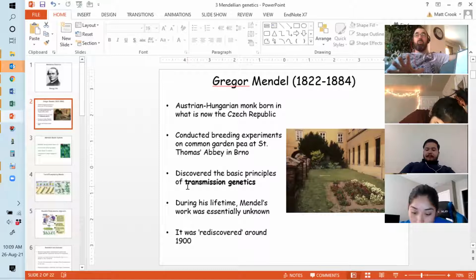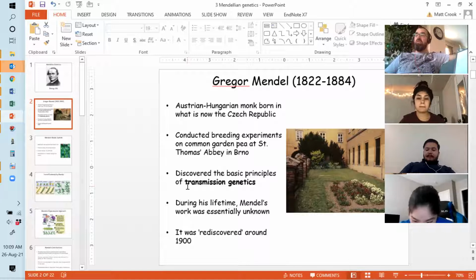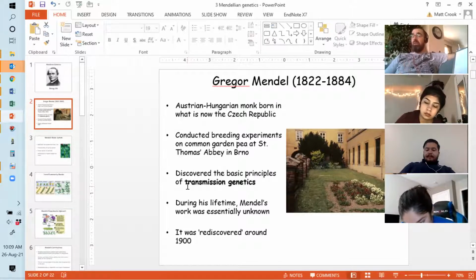And in some ways, Darwin was a natural philosopher. He just did a better job of laying out his thoughts and observations, right? But he didn't do experiments. He just observed stuff, right? Mendel actually did experiments. And so that was a cool thing.